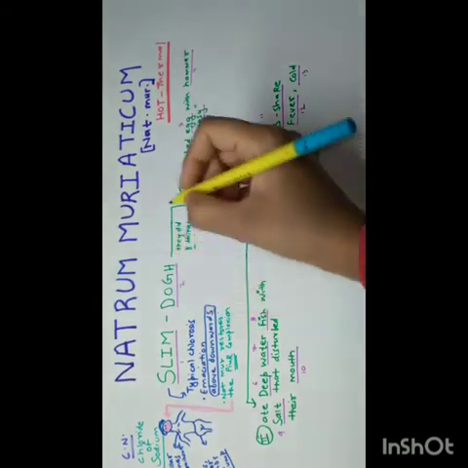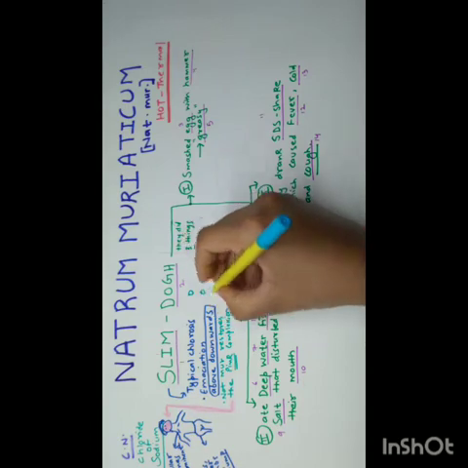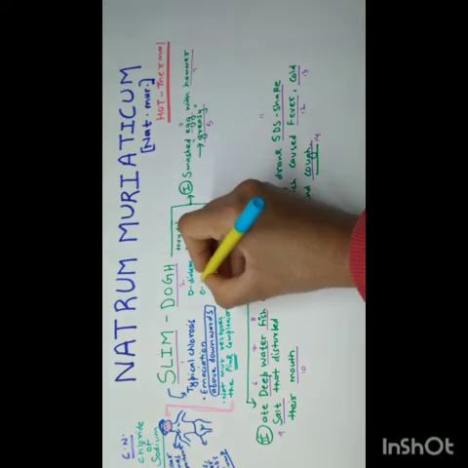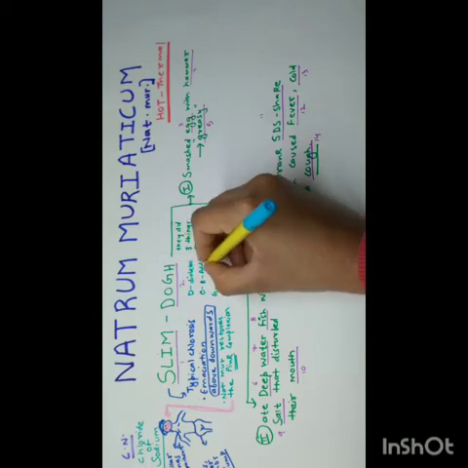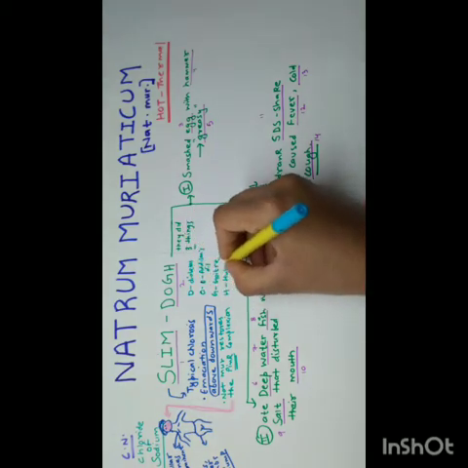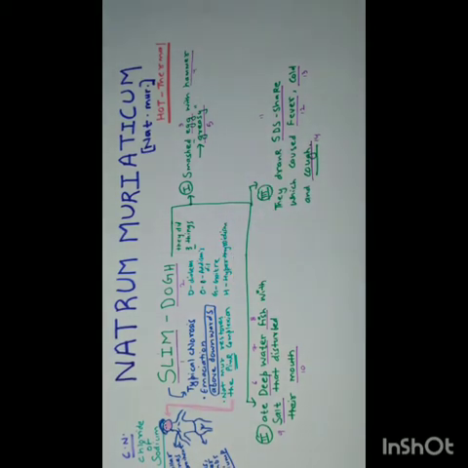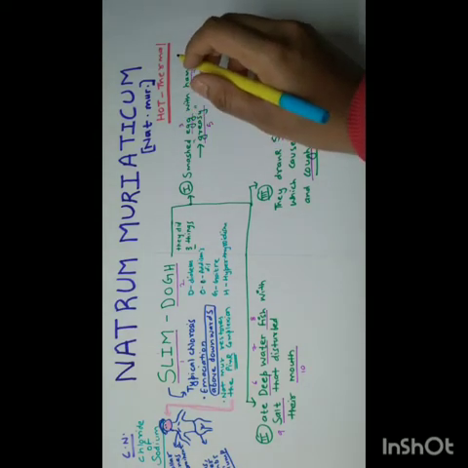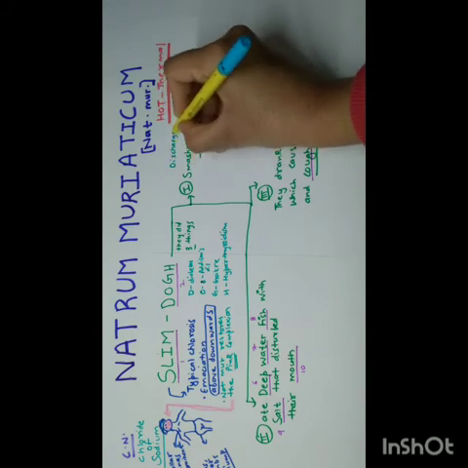Now we have dog. So this is DOGH. D is for diabetes, O is for Addison's disease. You know Addison's disease starts with A, but it's starting with O here. G is for goiter and H is for hyperthyroidism. So these four situations are mostly seen in Natrum muriaticum as per Dr. Kent.